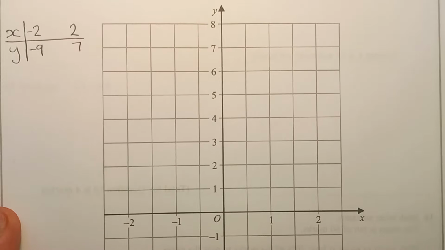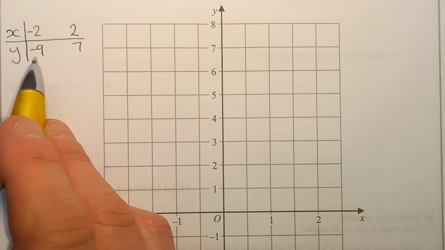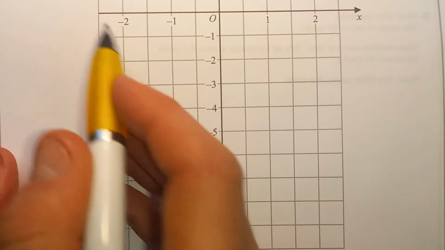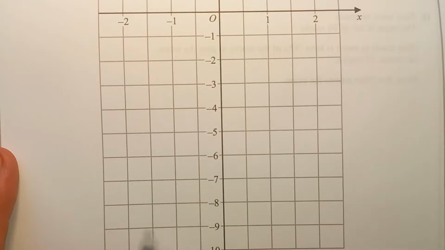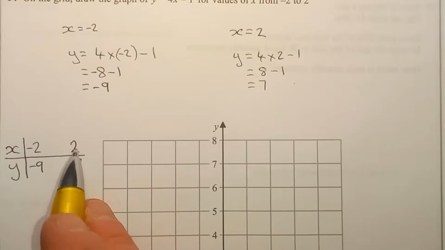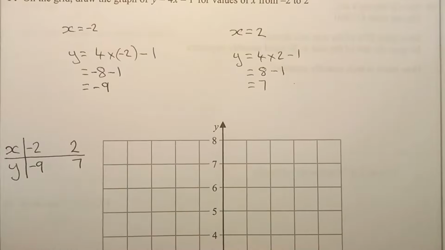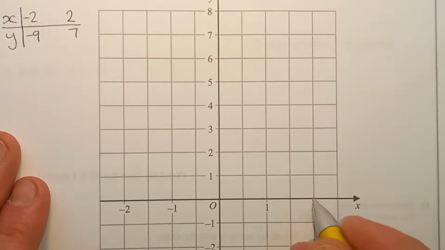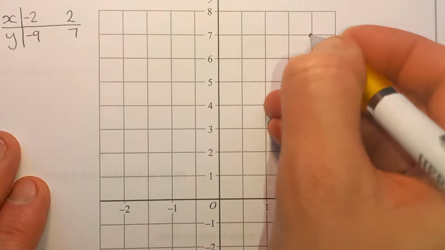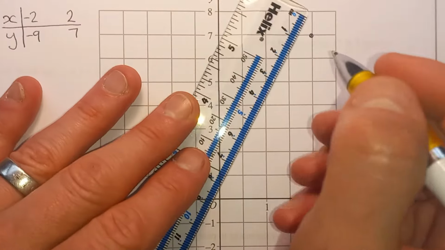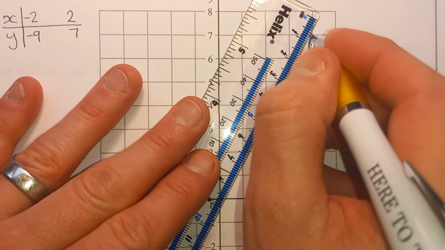So we've got, for the first value, minus 2 on the x-axis, minus 9 on the y. So minus 2 and then come down to minus 9. So we're going to have a point here. And the other value we had was 2 on the x-axis, 7 on the y. So 2 and 7. And now we need to connect our 2 points.